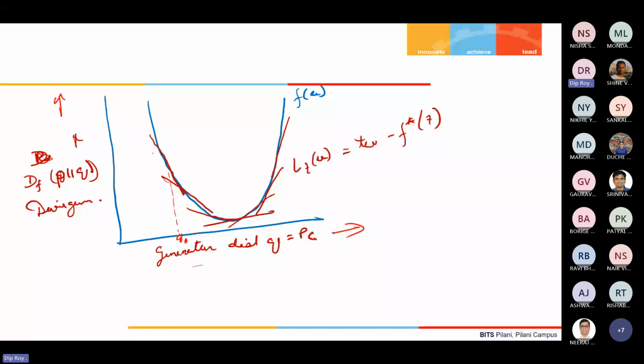Now we come to the generator. The discriminator has done its job. All right. Now we have to move the generator. What will happen is we fix the discriminator and take a small step downhill. This was the point. Let's say this was the point. We take a small step downhill. Okay.